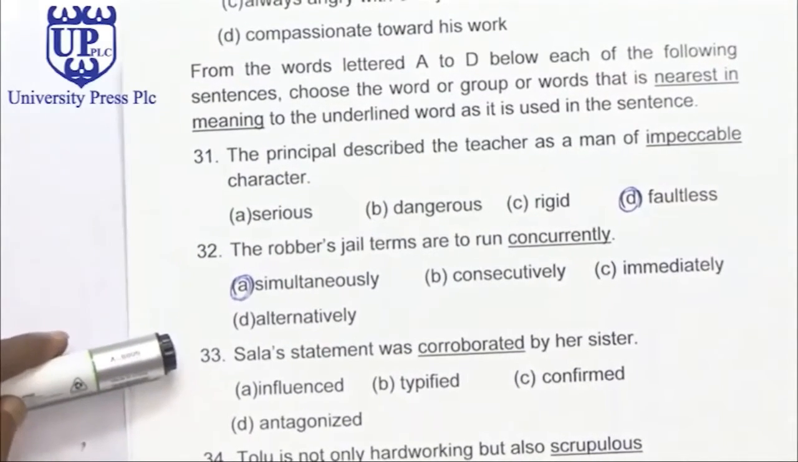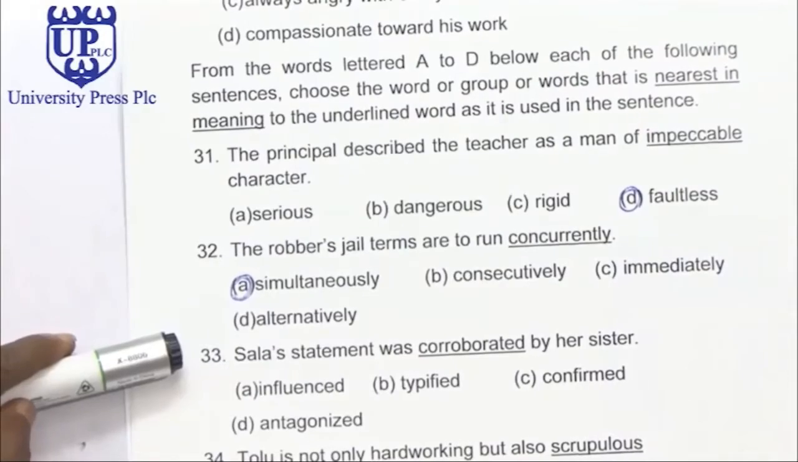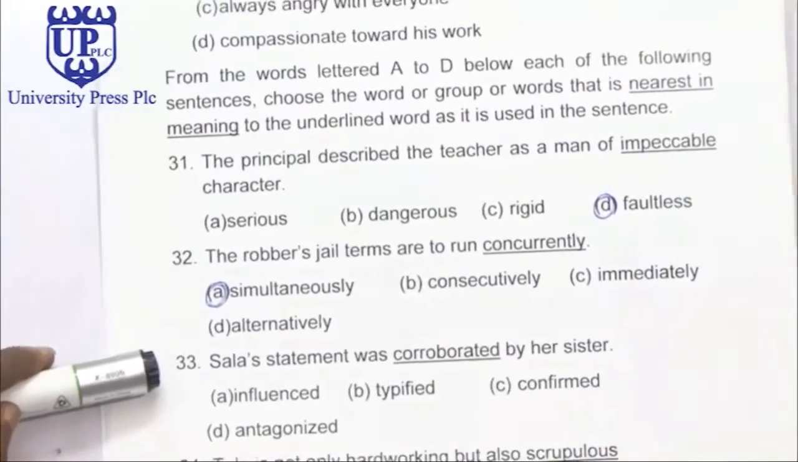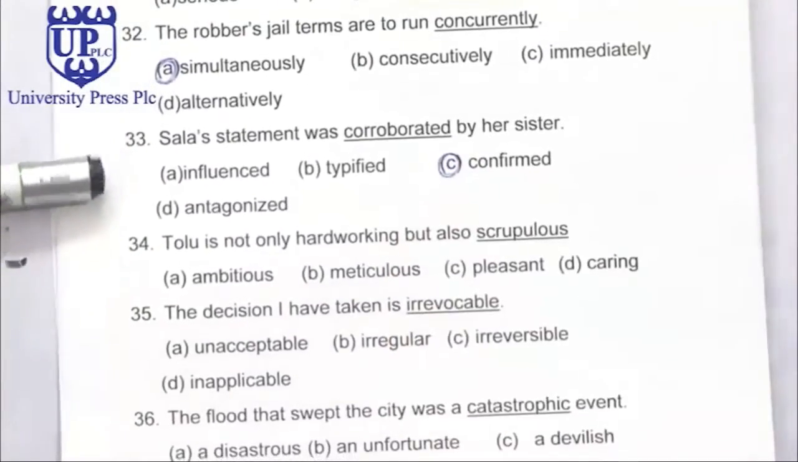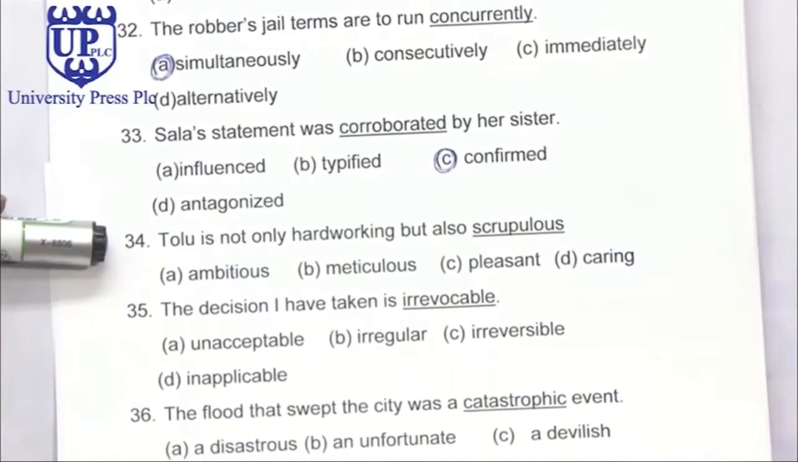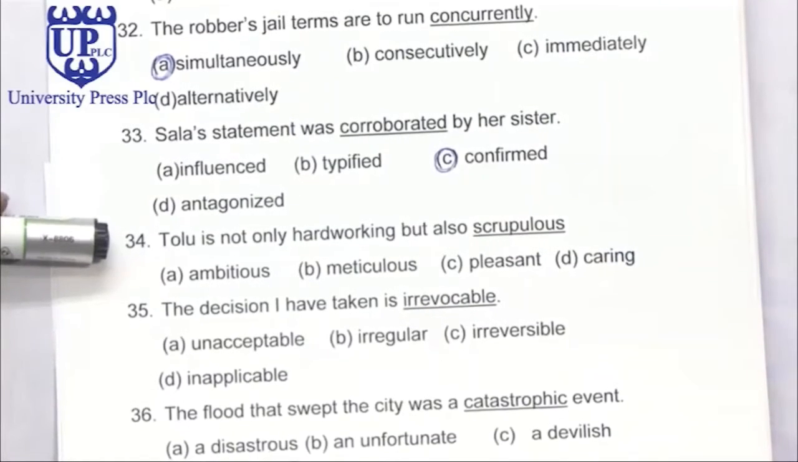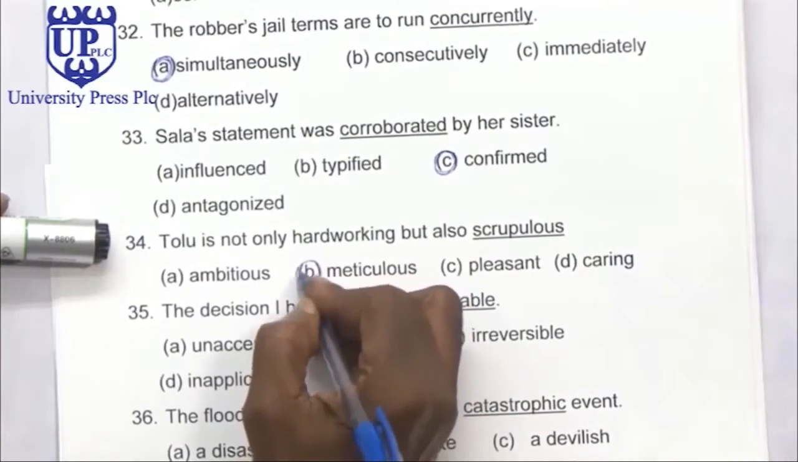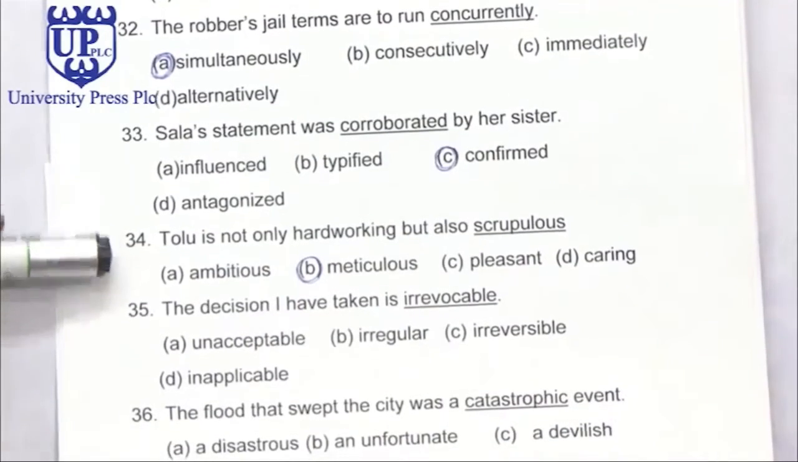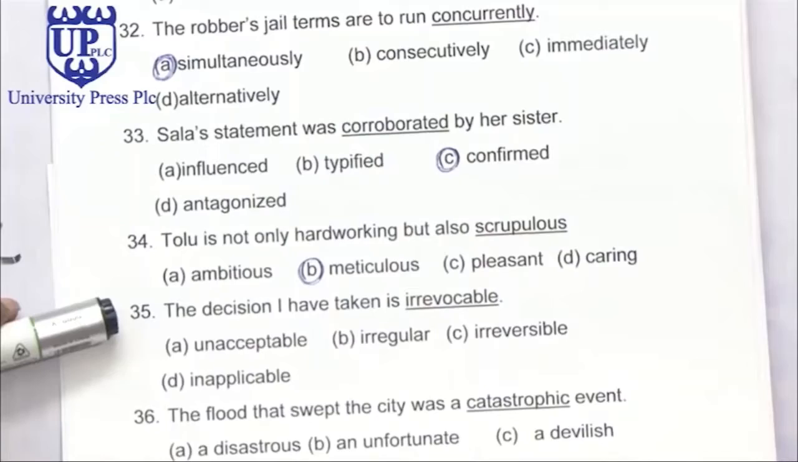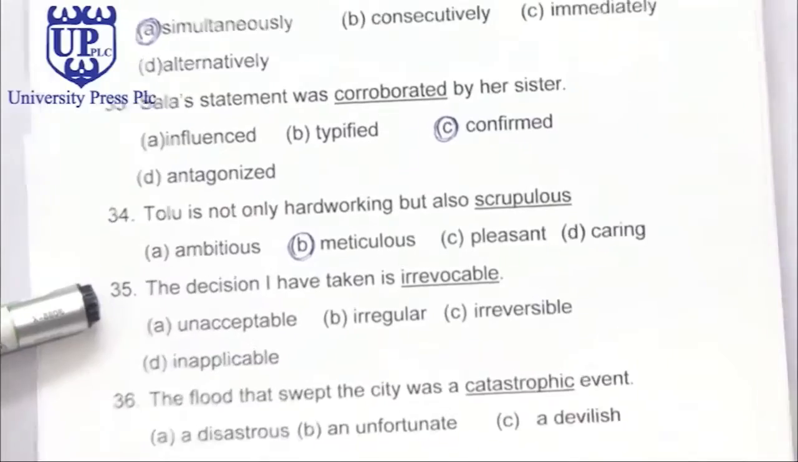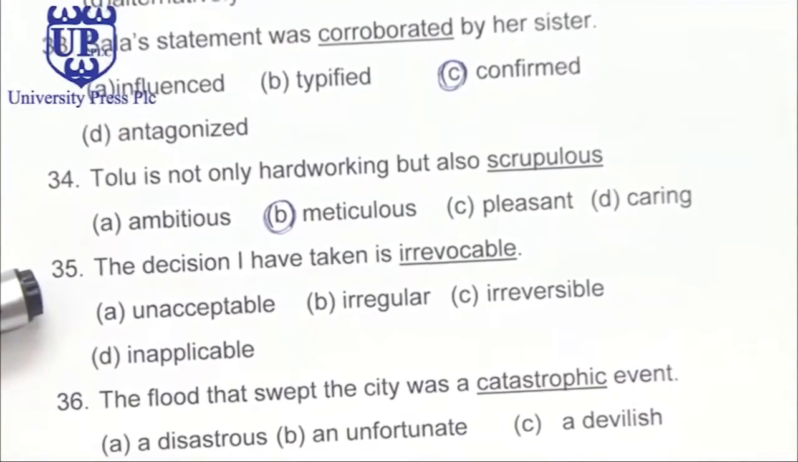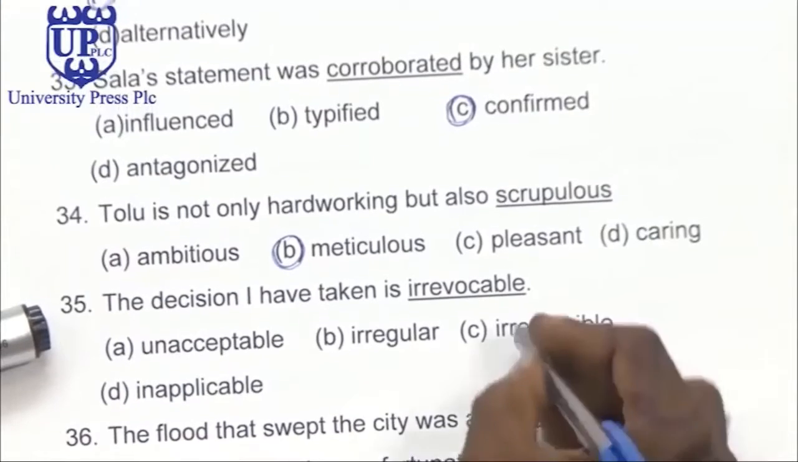Right. 33. Sarah's statement was corroborated by her sister. Corroborated, that means confirmed. Confirmed. 34. Tolu is not only hardworking, but also scrupulous. When somebody is scrupulous, what does it mean? It means very, very meticulous. Scrupulous. Meticulous. 35. The decision I have taken is irrevocable. Irrevocable. You can check in your dictionary, irrevocable. Now, the answer is irreversible. Irreversible.